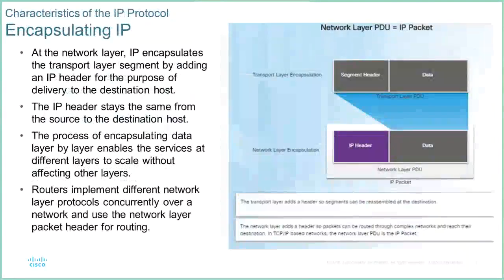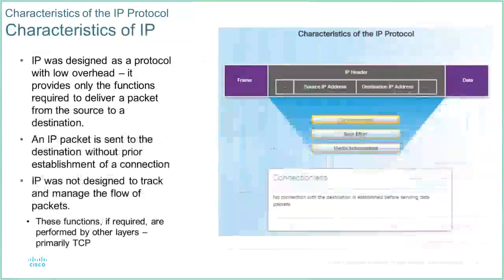So basically, the transport layer will send the data down, which will have the transport layer segment header as well as the original segment of data, and then the network layer will add the source and destination IP address header information, and this becomes known as an IP packet.